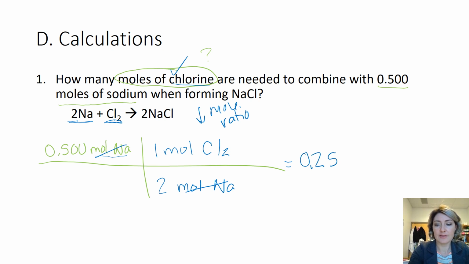0.250. And I'm going to double check my sig figs. 3, 1, 2, 3 were given in my known in the problem. So I need to maintain 1, 2, 3 sig figs in my final answer. So I have to put that 0 on there for it to be significant. And the units now are moles of Cl2.